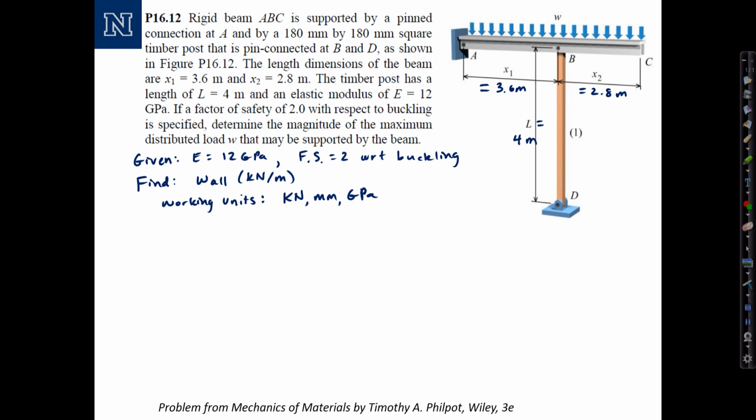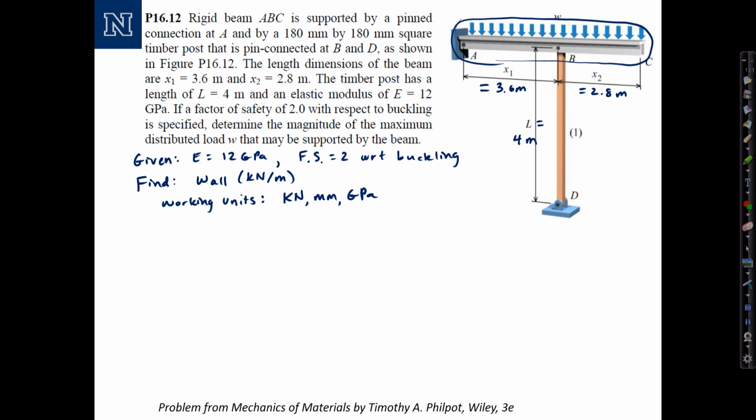Okay, our approach to this problem is that we want to consider the allowable load in this column based on buckling considerations. So we can calculate a critical buckling load for pin-pin support conditions and the allowable load based on a factor of safety of 2 with respect to buckling. And then based on a free body diagram of the beam section, where the load in the column would be considered a reaction in the beam and transfer that load into the beam, we can then calculate the allowable load that would equate to allowable force in that column.